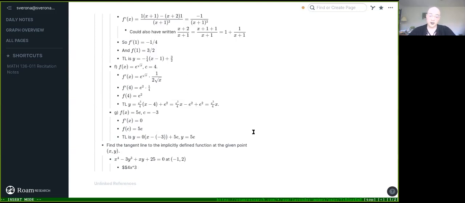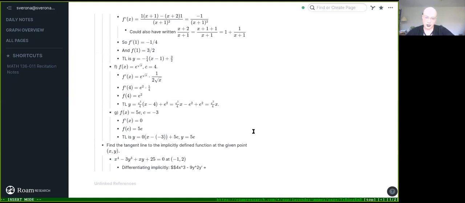So 4x cubed is the derivative of x to the fourth. Differentiating implicitly, we get the 4x cubed, minus the derivative of 3y cubed, which is going to give me 9y squared. But because y depends on x, I have to use the chain rule, which amounts to just saying I multiply by the derivative of y. So that's going to be 9y squared times y prime. That's all I get.